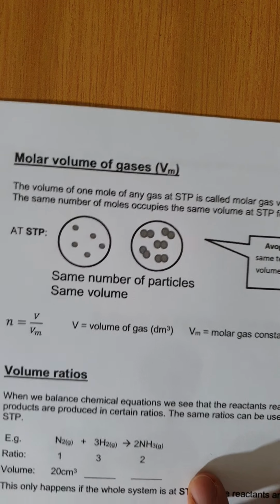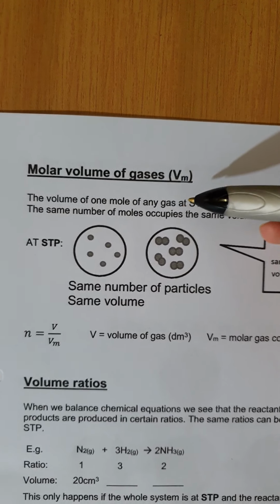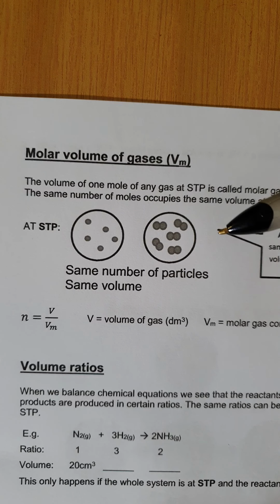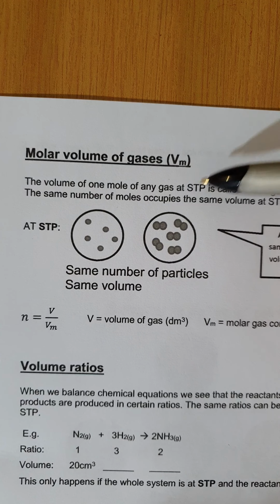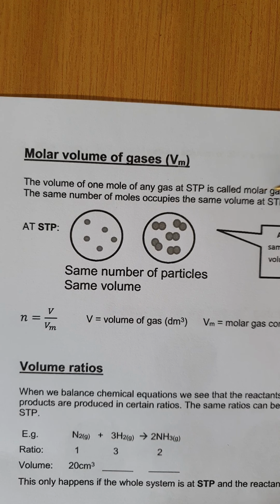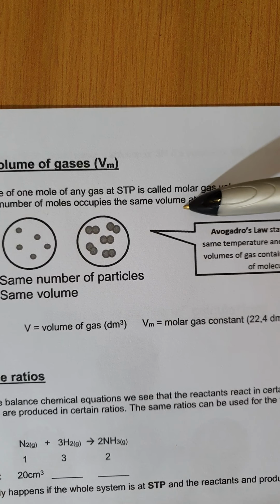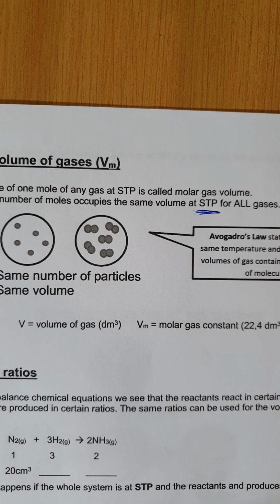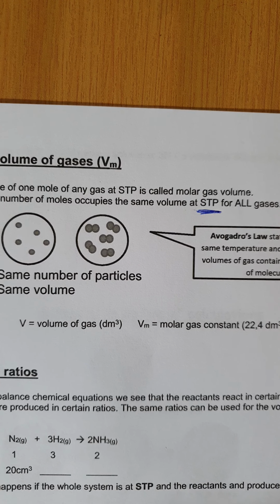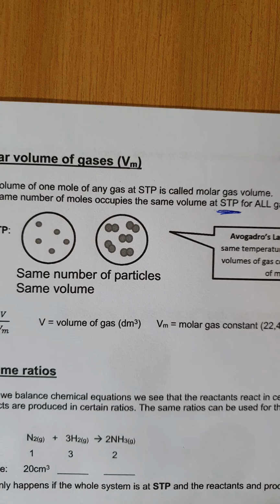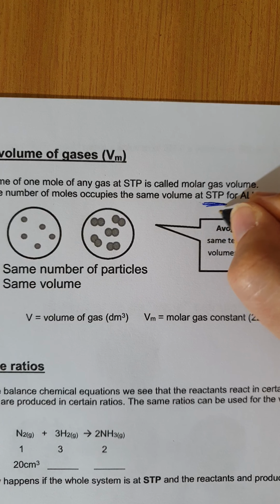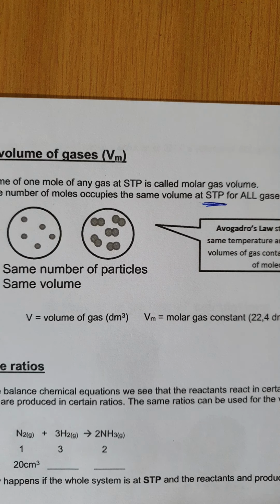Now, molar volume, MV, M with a little v. The volume of 1 mole of gas at STP is called the molar gas volume. The same number of moles occupies the same volume at STP. Do you remember STP? STP is standard temperature and pressure. And that is your, oh my gosh, I've gone blank. STP, I'll come back to that.